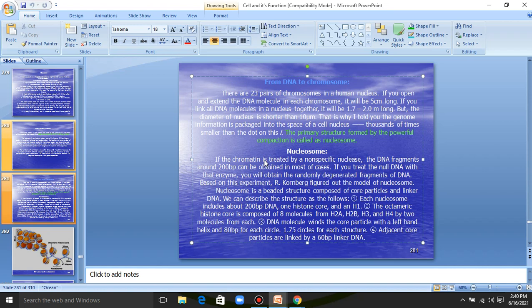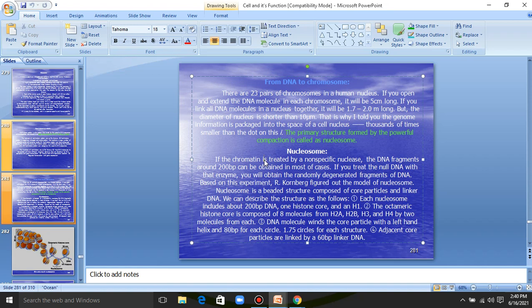What does it mean? Say this is the histone core, and this is the length of a DNA of 200 base pairs. This DNA winds on the histone core in a left-handed helix, and to take one complete turn, the DNA requires 80 base pairs. That means there are about 1.75 circles in each structure.